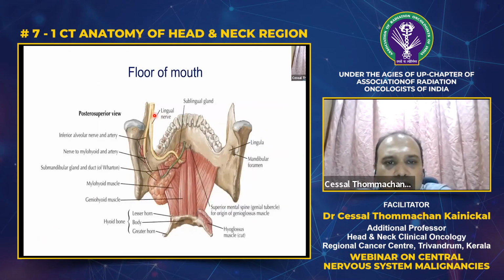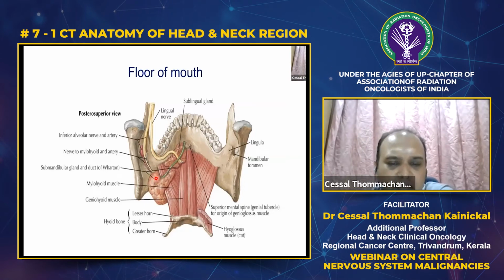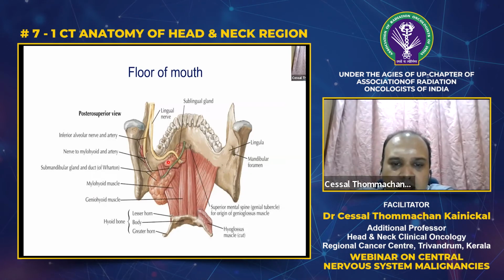Now coming to the floor of mouth. The floor of mouth is formed mainly by three muscles. One is the mylohyoid. This is the mylohyoid muscle. It's a sling muscle arising from the mylohyoid ridge in the mandible, and it is inserted into the hyoid bone.